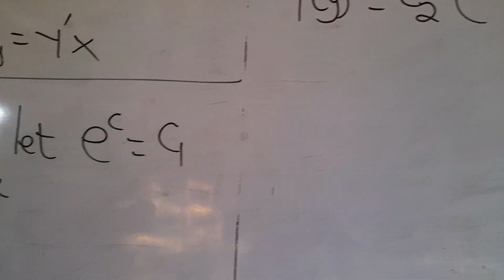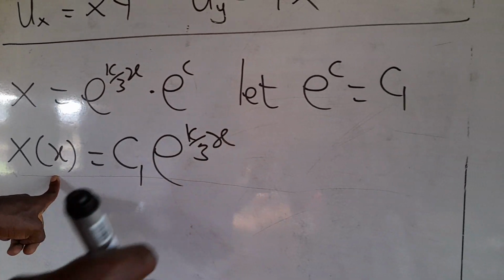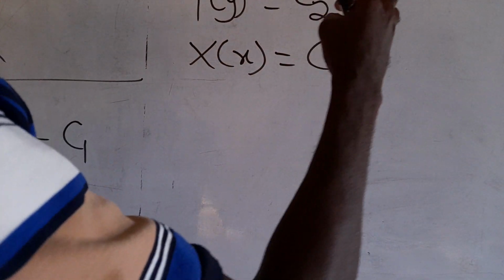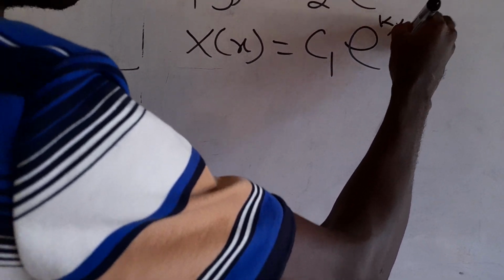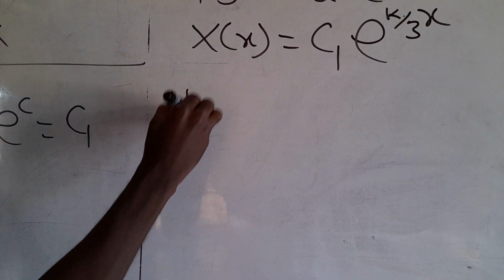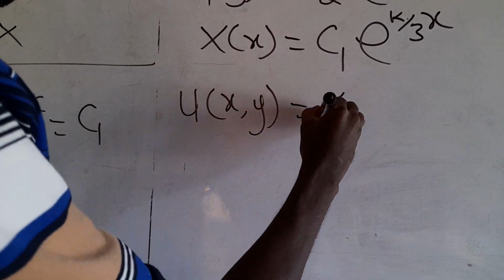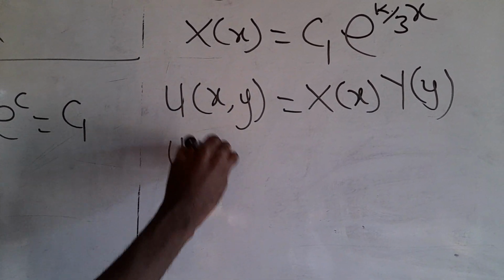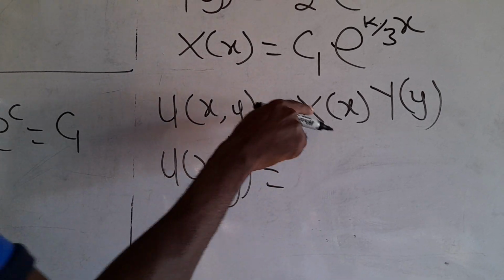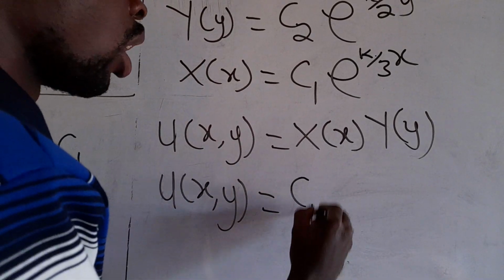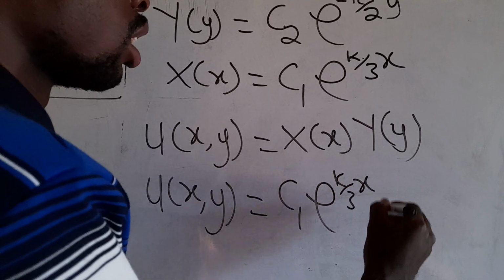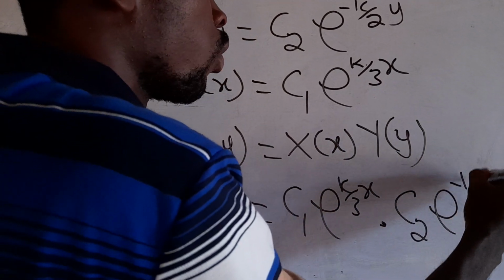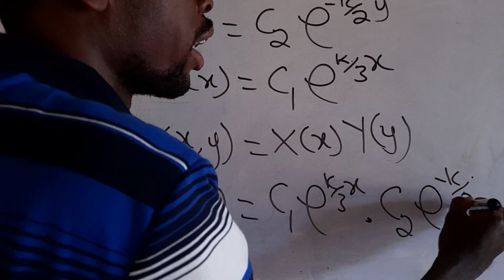Remember, we had the s to be this, the function of s. So we said s of x is equal to C1 e exponent k over 3x. Now we assume that the general solution should be the product of the two functions, like this. So we just substitute. So our u of x, y will be equal to, so this is this one. So C1 e exponent k over 3x times C2, this is that, e exponent negative k over 2y.